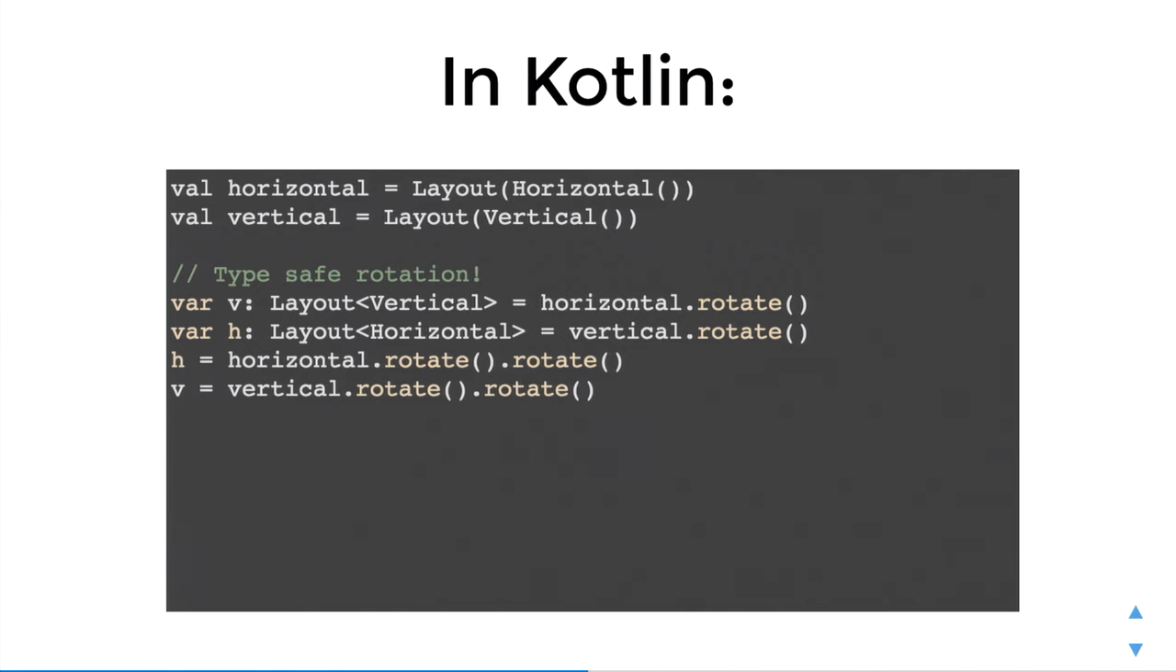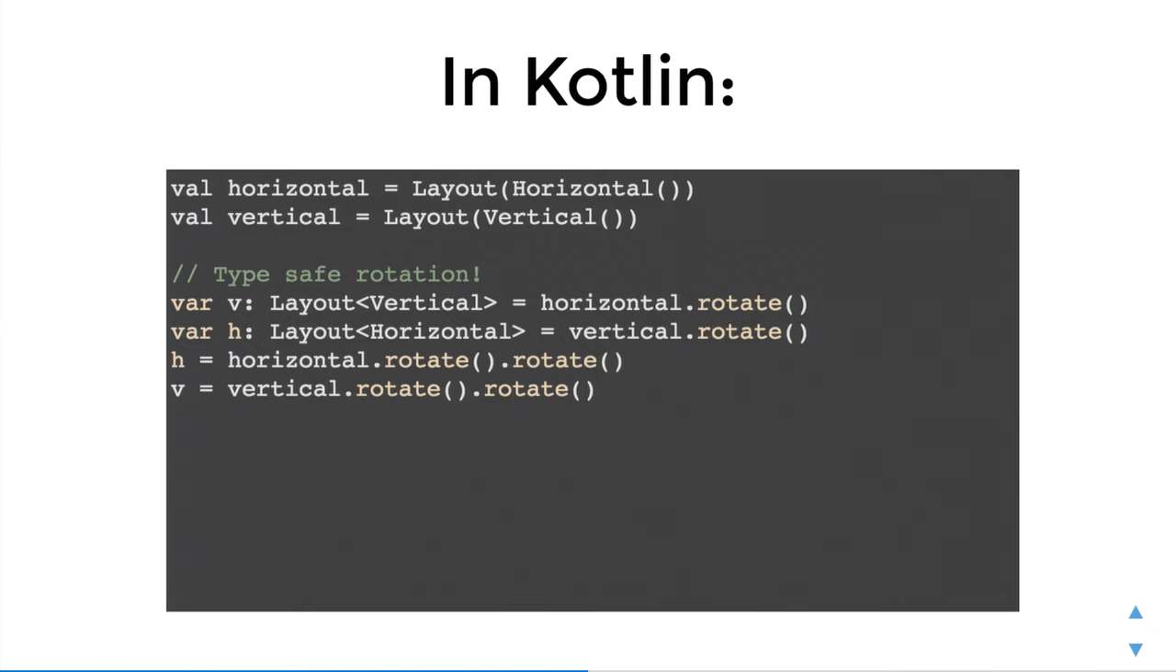So this is how we use it. We can create a horizontal layout, and we can omit the type parameters here because Kotlin does inference for us. So we'll just say this is a horizontal and a vertical. Then once we rotate that, we'll add the type parameters below just to make this very explicit, but you don't need those. That v is a layout vertical, and we're assigning horizontal.rotate, and this will compile. The same thing with horizontal: if you rotate a vertical, you'll get a layout of type horizontal.